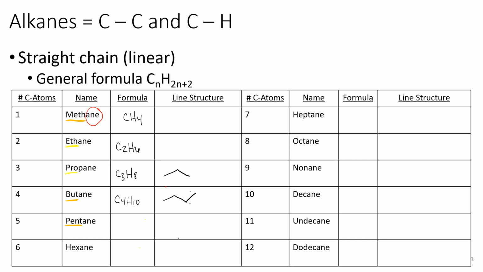Pentane, pent is what means 5 carbon atoms, so this would be C5H12, and we would have 5 carbon atoms in our line structure. Hexane, the prefix of hex means 6 carbon atoms, so this would be C6H14, and we would have 6 carbon atoms in our line structure. The prefix of hept in heptane means 7 carbon atoms, so this would be C7H16, and we would have 7 carbons in our line structure.